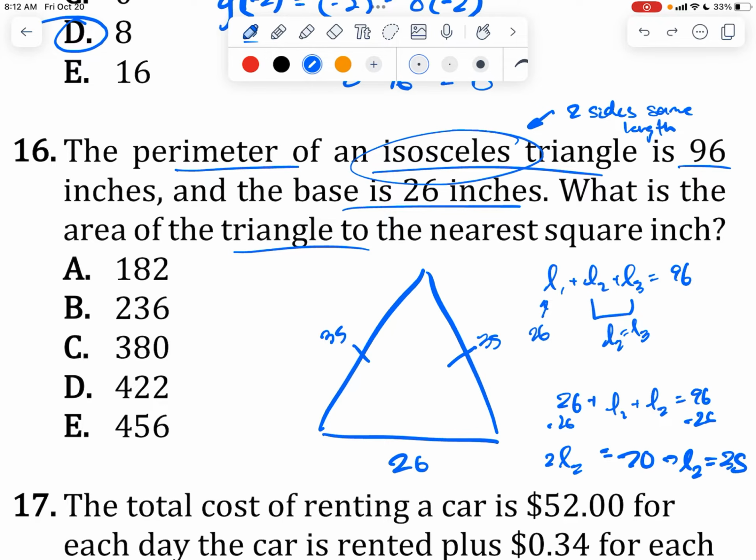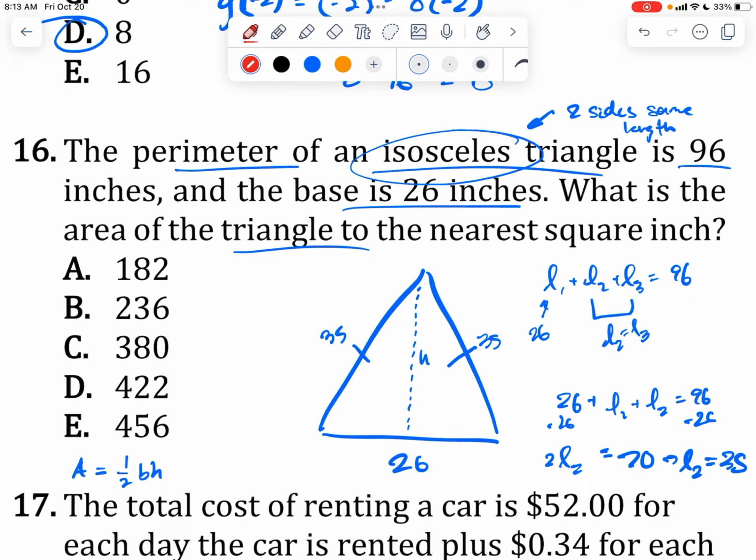Now, we know that the area formula is half times base times height. So we might think, all right, I have my base, I have my height, why not just plug it into the formula? The issue is that's actually incorrect because this is not the height. The height is actually this value right here, whatever this distance is. And this is actually smaller than 35.